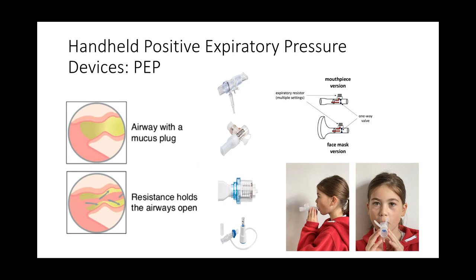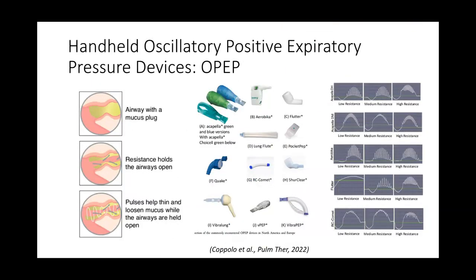Breathing against positive expiratory pressures quite simply prevents airway collapse. It will utilise the channels of collateral ventilation, and it can help because it's keeping everything open and decreasing hyperinflation. We also have handheld oscillatory PEP devices. These devices will give you the benefits of positive expiratory pressure, but with the addition of vibrations.